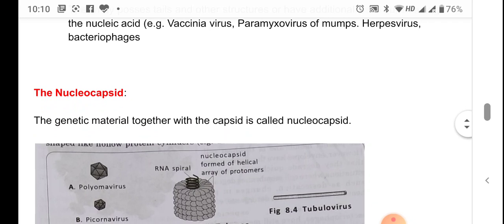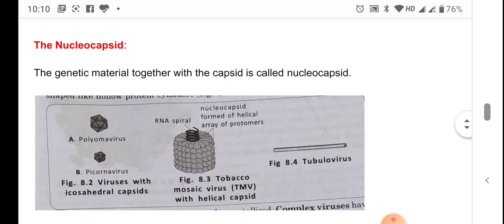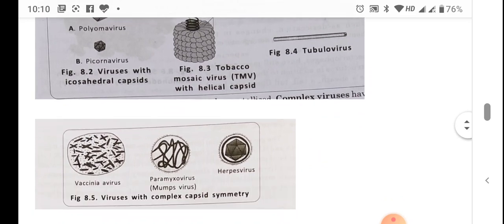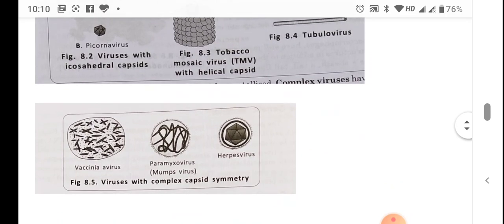So next is about the nucleocapsid. The nucleocapsid is the genetic material together with the capsid. Both together, the nucleic acid plus the capsid, we call the nucleocapsid. Here the structure of picornavirus is shown, polyoma virus, then the tobacco mosaic virus. Then here the capsid symmetry of vaccinia virus, paramyxovirus, herpes virus. These have complex capsid symmetries.